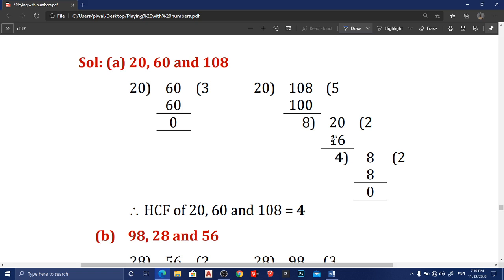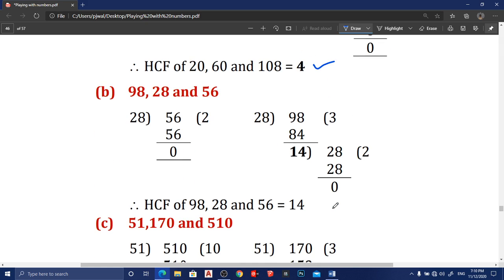Okay, you have to continue this procedure. Take this divisor and divide this with the remainder 4. So 4 2s are 8. Until you get 0, you have to continue like this. So now you got 0 here. Wherever you are getting the 0, that divisor itself is the HCF of the given 3 numbers. So now 4 is the HCF of 20, 60 and 108. Okay, so this is the answer.